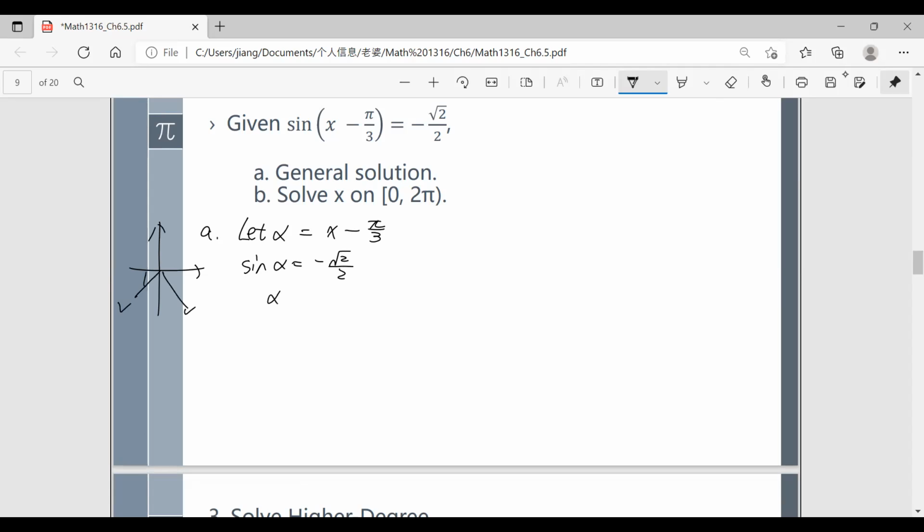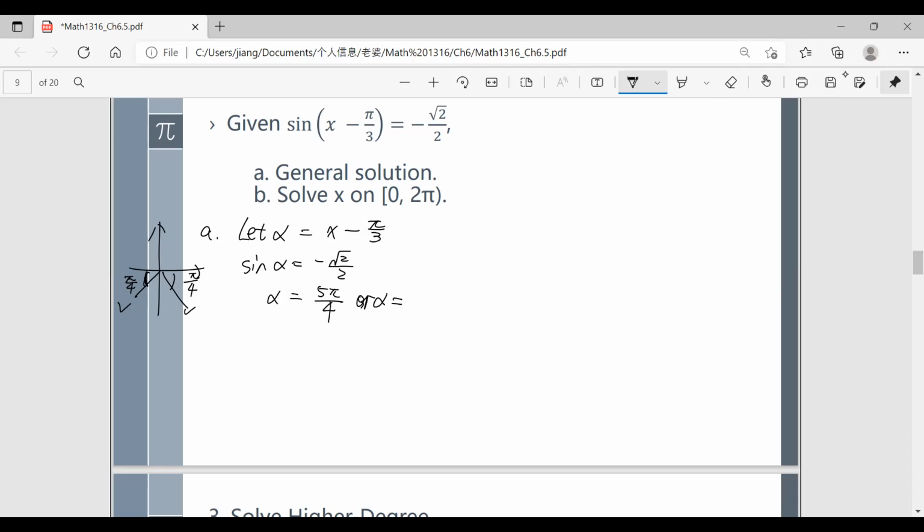So the reference angle, because this is square root of 2 over 2, that means the reference angle here is pi over 4, or 45 degrees. Here is also pi over 4. So how about the alpha? Alpha is from here to here or here to here. That means alpha equals, from initial to this terminal, pi plus pi over 4, that's 5 pi over 4.